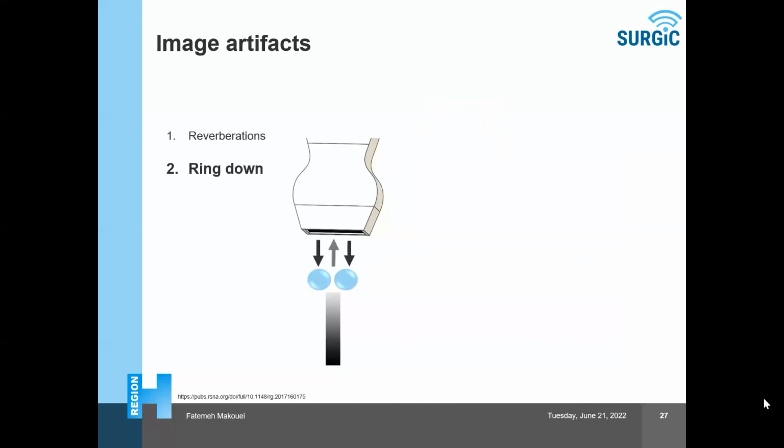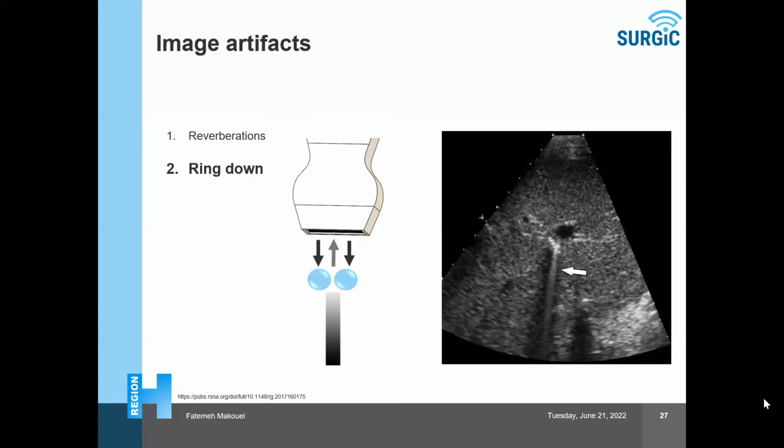Ring down effect appears similar to reverberation artifacts, and although it may resemble comet tail artifact, the mechanism is distinctly different. Instead of closely spaced reflective interfaces, ring down artifacts arise from resonant vibrations within trapped air bubbles. These resonant vibrations produce a continuous, decaying sound wave transmitted back to the receiver, appearing as a series of parallel bands. And here you can see an example of this artifact, where you can see the ring down effect behind some bubbles.